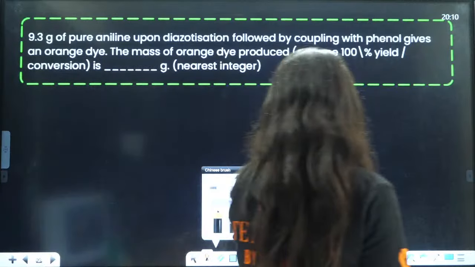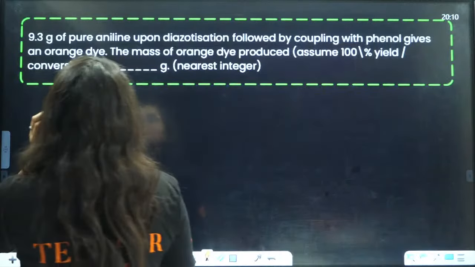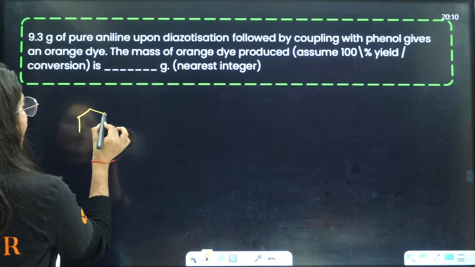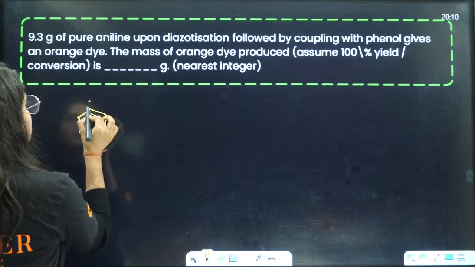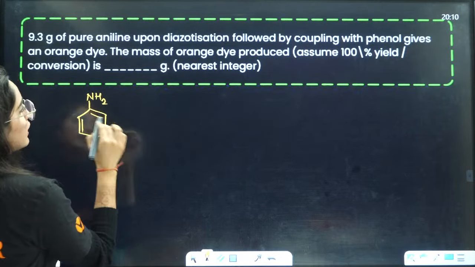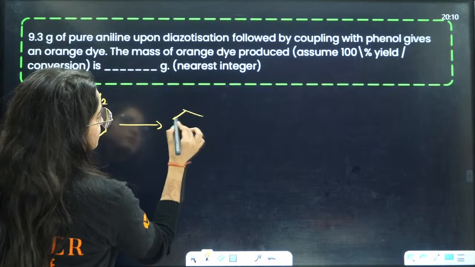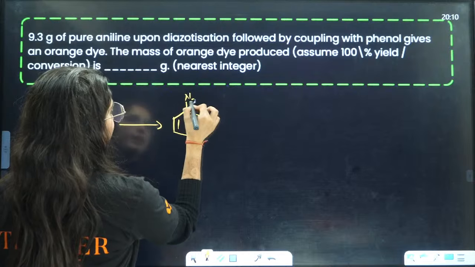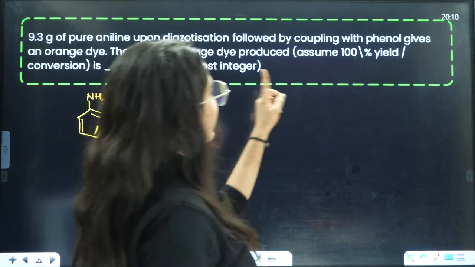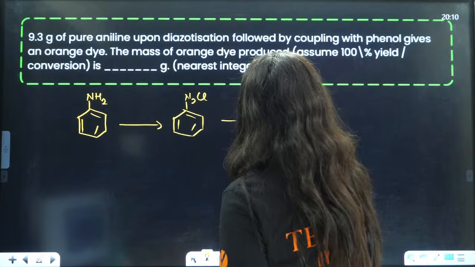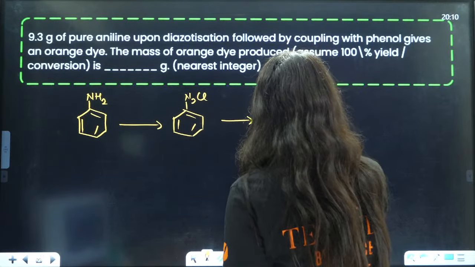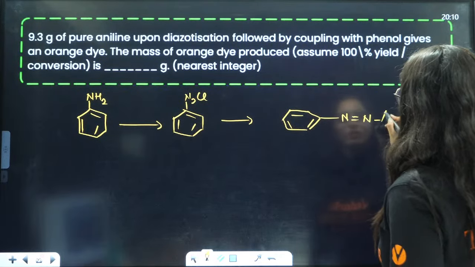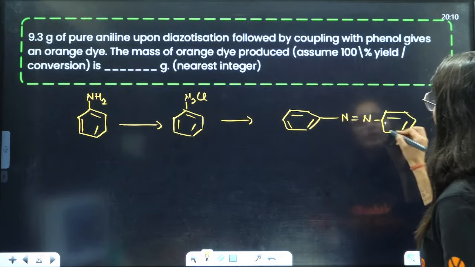Next question is similar to this only. 9.3 gram of pure aniline. They are saying that you have pure aniline. Okay, try to answer it yourself. You have aniline. Upon diazotization, it will form N2Cl, followed by coupling with phenol. With the phenol, it is going to make this kind of product, isn't it? This kind of product will be formed.